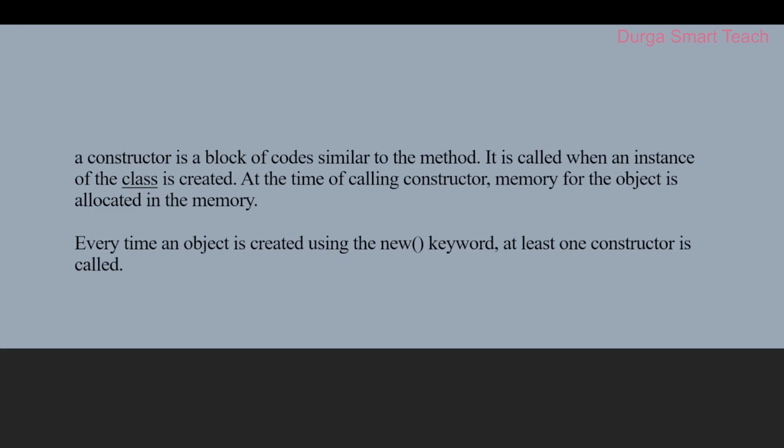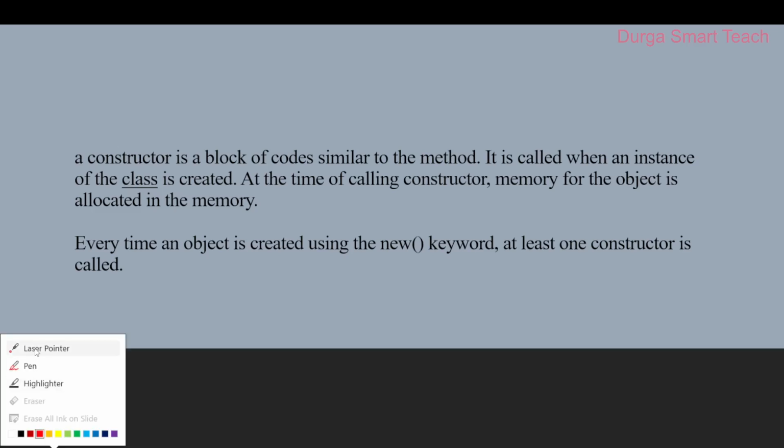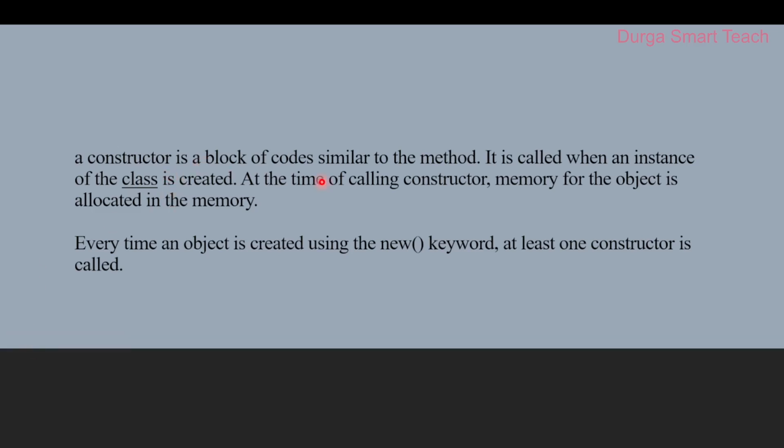So a class contains variables and methods. If you want to access variables and methods, we can use objects. For one class we can create any number of objects. So here, a constructor is a special type of method which is used to initialize an object whenever the object is created.